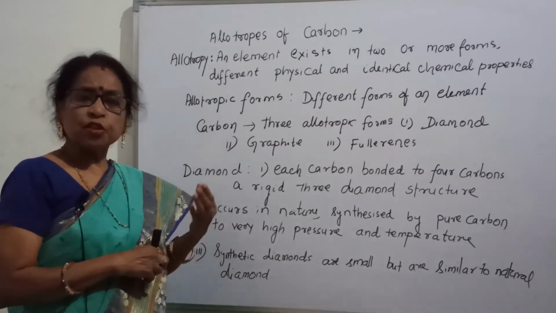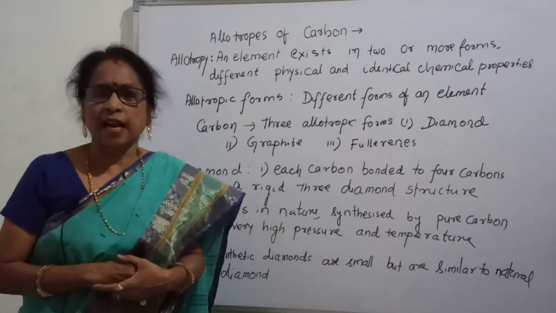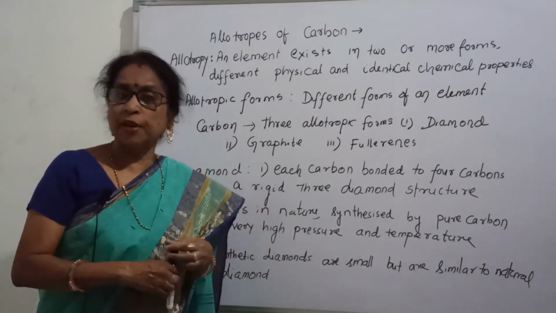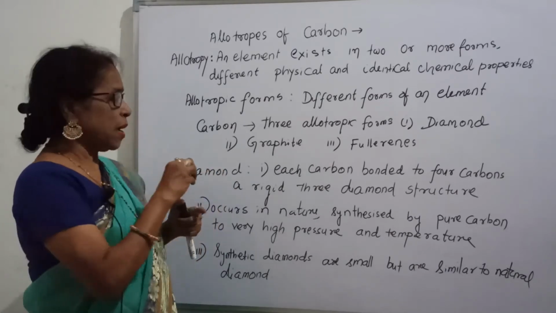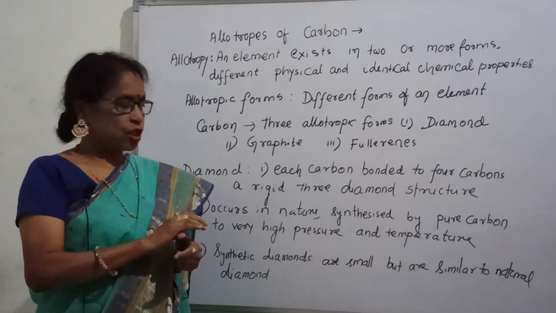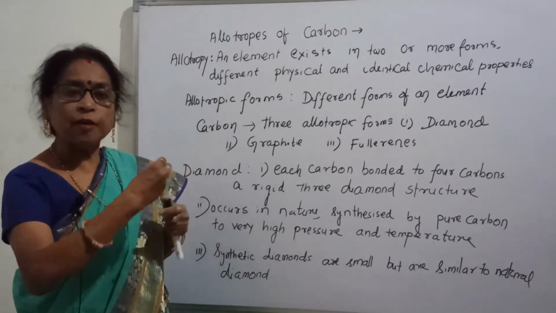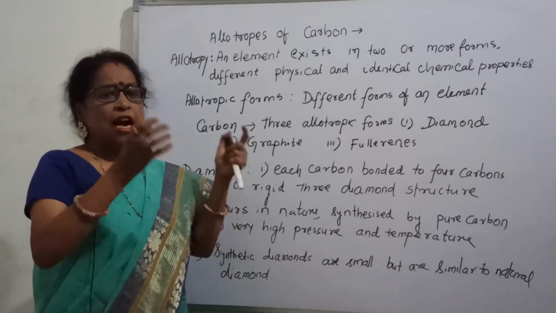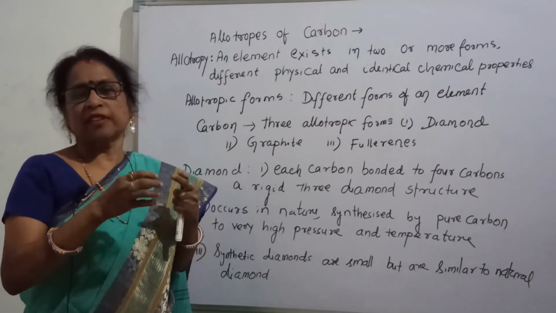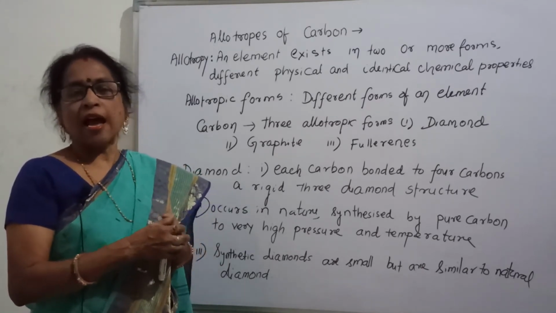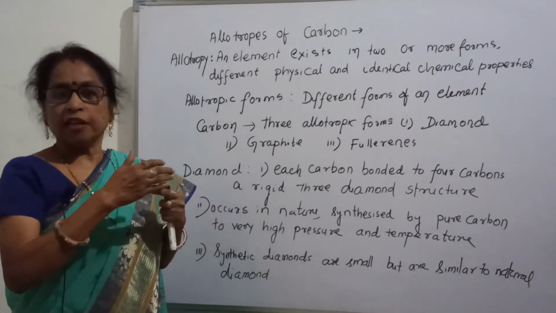Diamond occurs in nature, and it is also synthesized. What does synthesized mean? Synthesized means man-made. Man also tries to make diamonds, and it is successful. It is synthesized from pure carbon at high pressure and high temperature. At particular conditions, the carbon changes to diamond, which is called synthesized diamond. And the original diamond, the natural one, comes from nature.